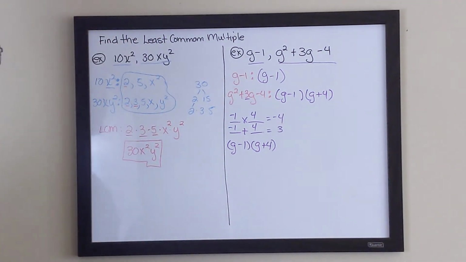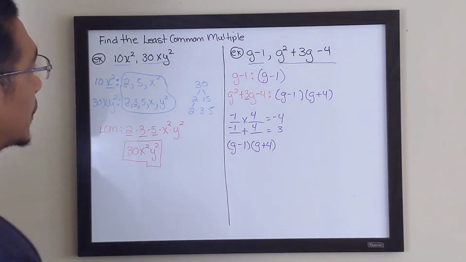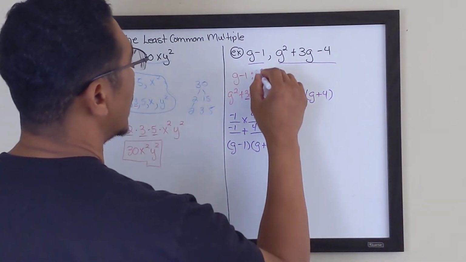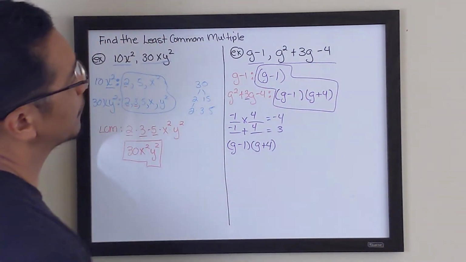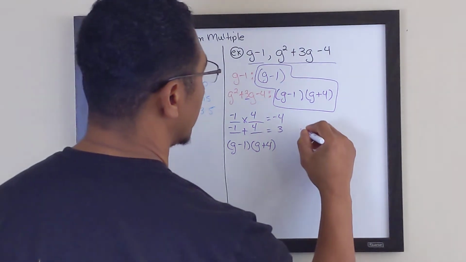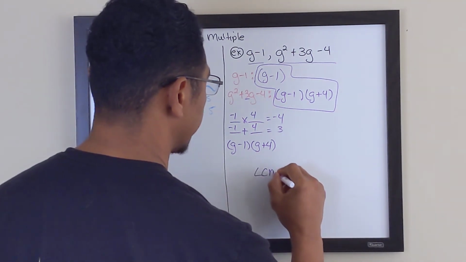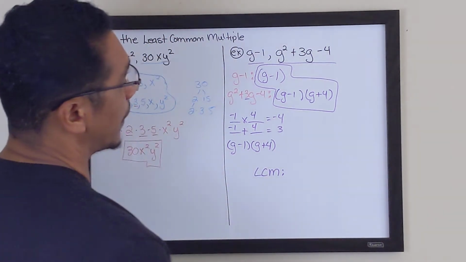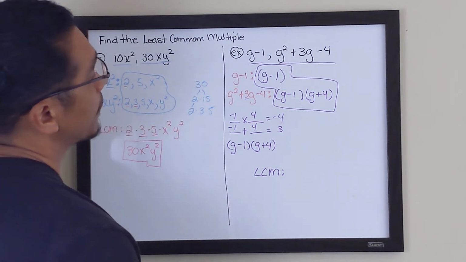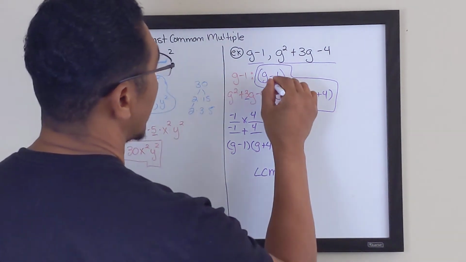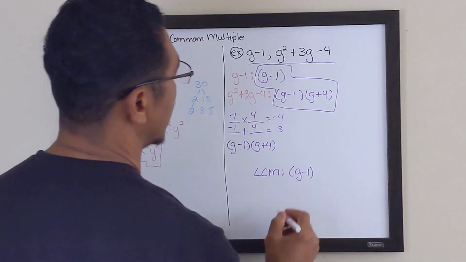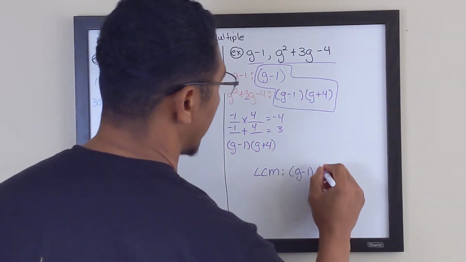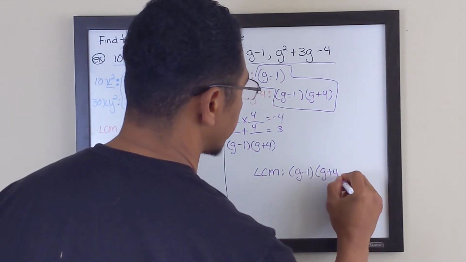Next, we follow the same rules that we've been following before. For all of the factors that we found, which are these right here, we're going to write them for our least common multiple. We have to write down the factors that we found at least one time. So I have a g minus 1 and a g minus 1, so I write that at least one time. Then I've got a g plus 4 and a g plus 4.